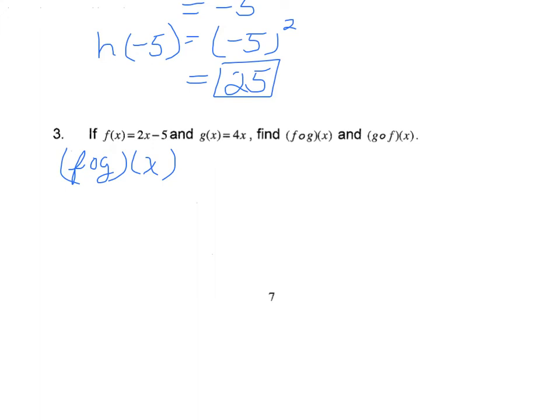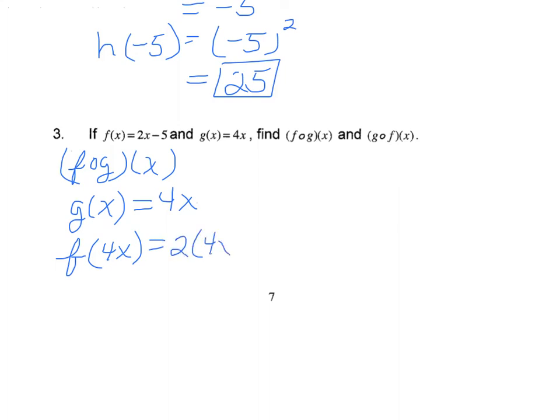So basically they want us to find first g of x. Well, basically they want you to put in x for x, so it's not going to change, so g of x is 4x. Now that I know what g of x is, I've got to find f of g of x. So now I'm going to find f of that answer, which is 4x. So everywhere I see an x in f of x, I'm going to put in a 4x. So I'm going to have 2 times 4x minus 5, which gives me 8x minus 5. So f of g of x is 8x minus 5.